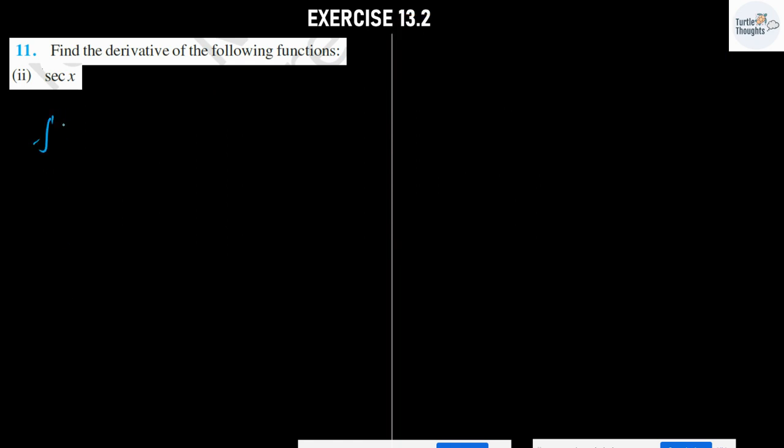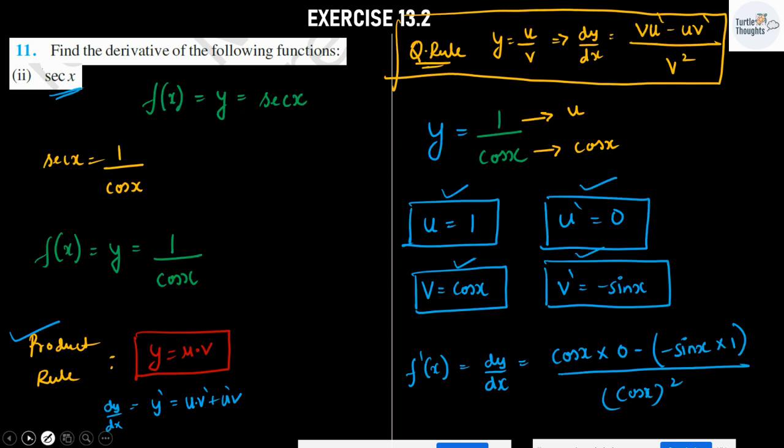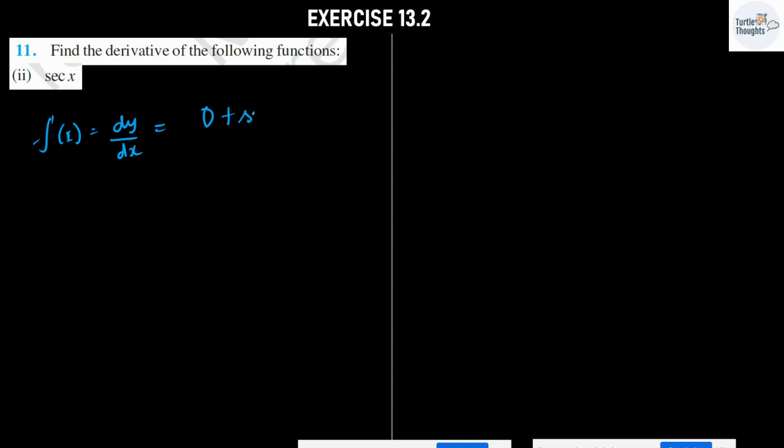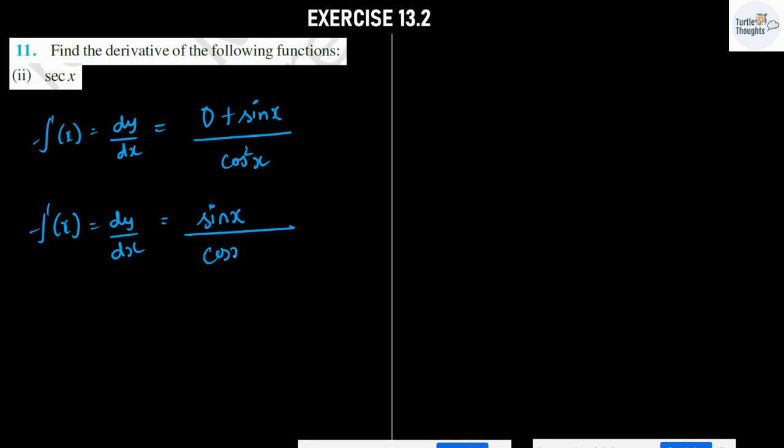Going to the next slide, I will be getting the value of f dash of x, or dy by dx, which is cos x multiplied by 0 equal to 0, minus of minus sign is going to be plus sin x divided by cos square x. Now, further simplifying, I can write f dash of x, which is also dy by dx, as sin x divided by cos x multiplied by 1 divided by cos x.